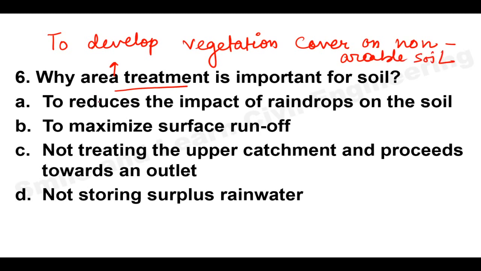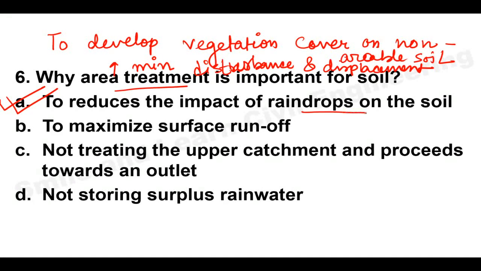Now, what is the use of area treatment? It reduces the impact of raindrops on the soil, and it causes minimum disturbance and displacement of soil particles. So this is why area treatment is done, because falling raindrops may cause soil erosion.